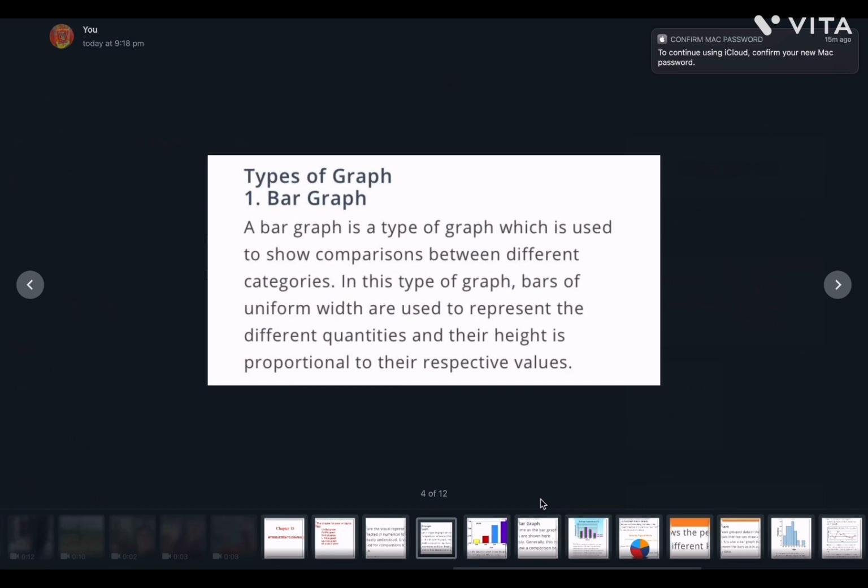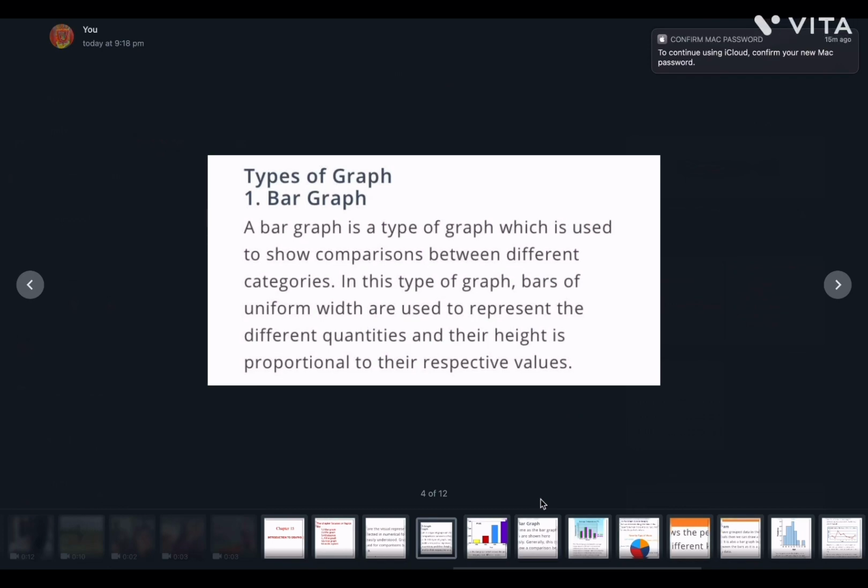So students, what is a bar graph? A bar graph is a type of graph which is used to show comparison between different categories, right? In this type of graph, bars of uniform width are used to represent the different quantities and their height is proportional to their respective value.